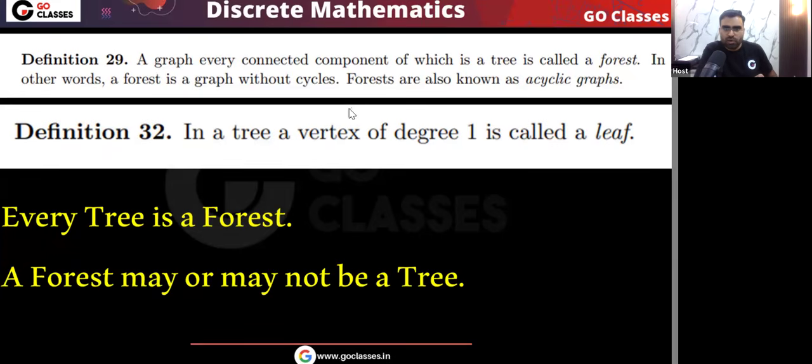Okay, we have seen the definition of forest. Forests are acyclic graphs without a cycle. And what is a tree? A tree is a connected forest, or I can say a connected acyclic graph.